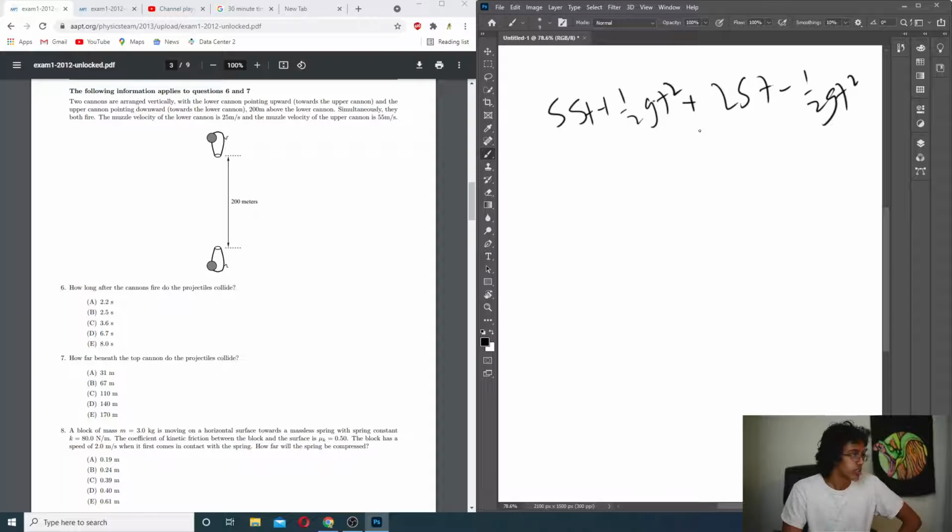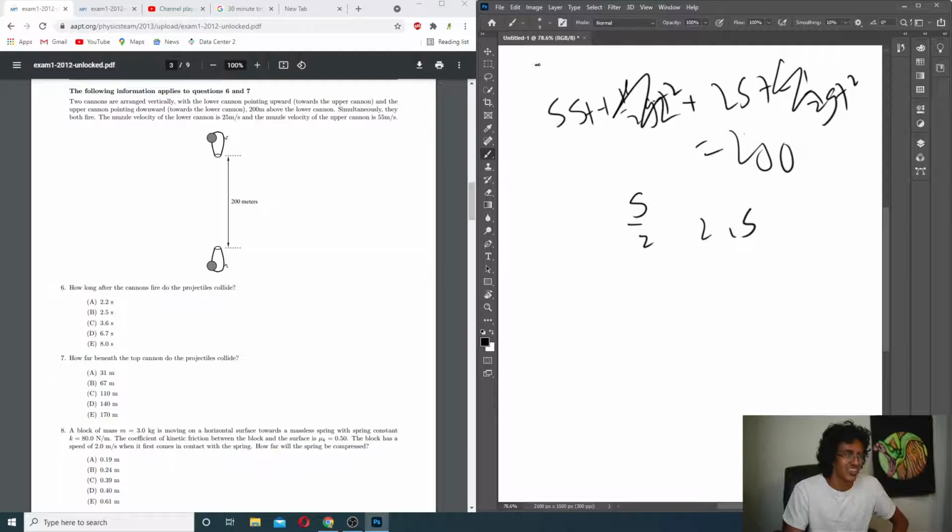So essentially, this just cancels out, right? And then this is equal to 200 meters, and then you just solve for t, you get like 80? Yeah, so 200 over 80. What is that? 5 over 2, so 2.5. Okay, yeah. 6 is B.